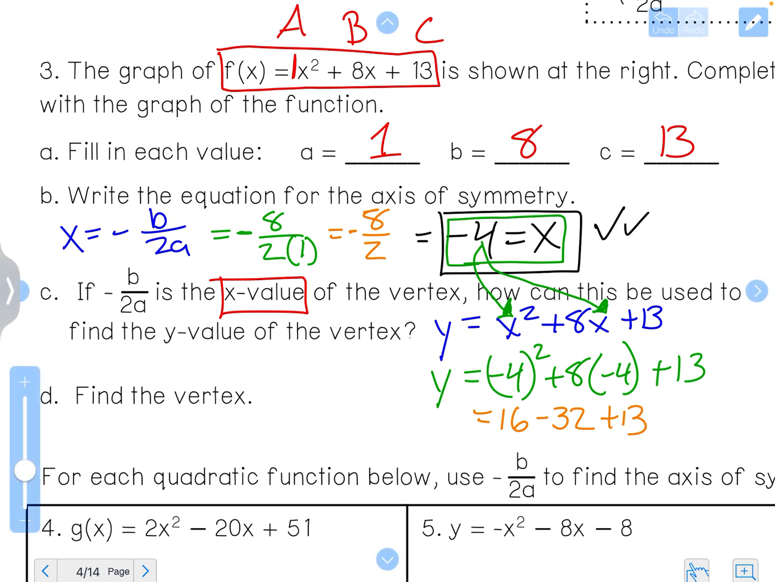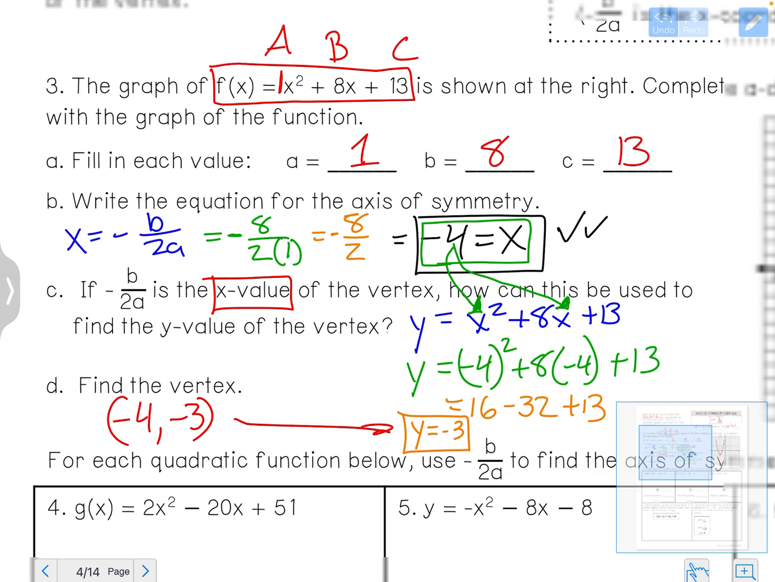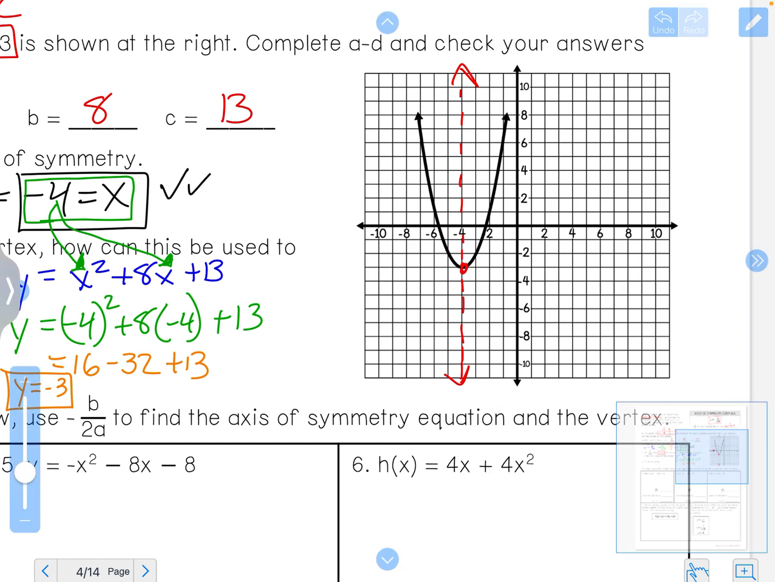So 16 minus 32 is a negative 16, plus 13 is a negative 3. So our y equals negative 3. So now we know what our vertex is. Our vertex is negative 4, comma, negative 3, because, again, we just did the math to find it. And we can check on the graph, and yep, on the graph it is negative 4, negative 3.